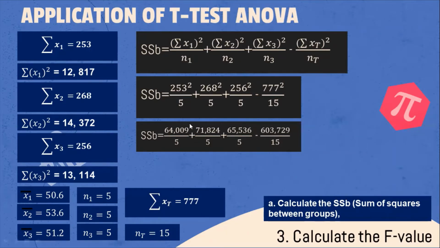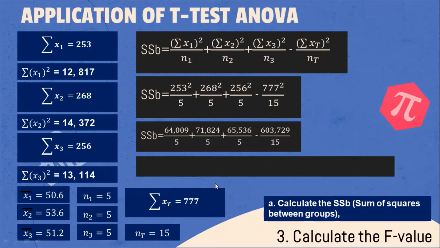We will be dividing the 64,009 by 5, 71,824 by 5, 65,536 divided by 5, and 603,729 divided by 15. It goes like this.